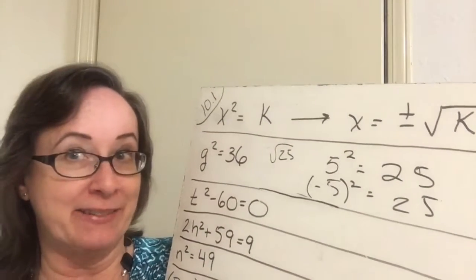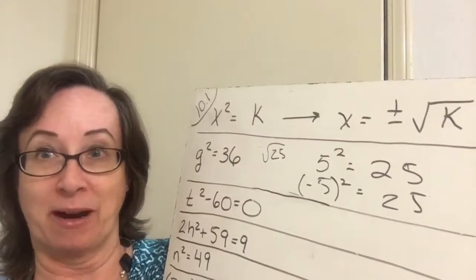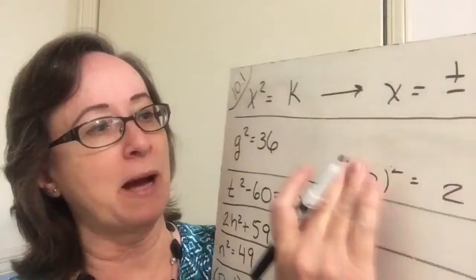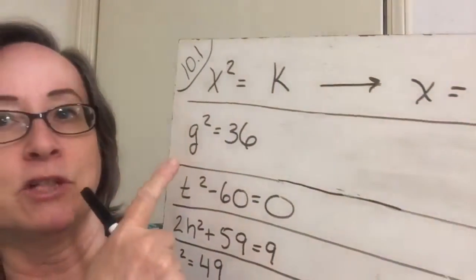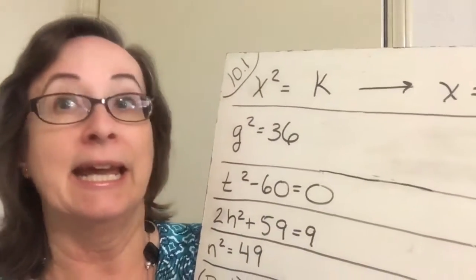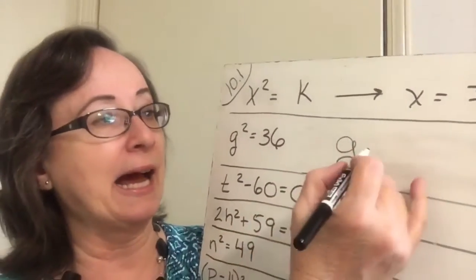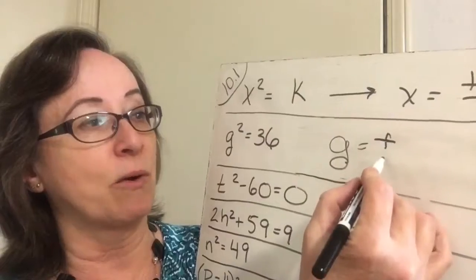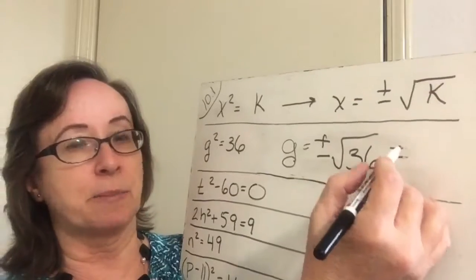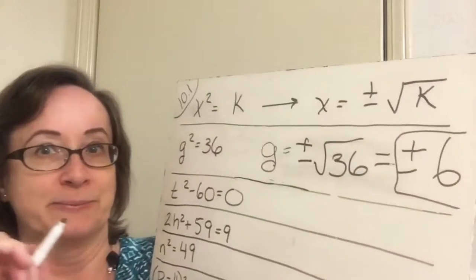A little bit later on in this lesson, we'll figure out how to make one side a perfect square. But that will be a little bit later. So I'm going to erase these and let's do our first problem. We have g squared is equal to 36. So we know that the square root of 36 is 6, but using the square root property, I need to recall that plus or minus the square root of 36, which is plus or minus 6, will be the answer, okay?